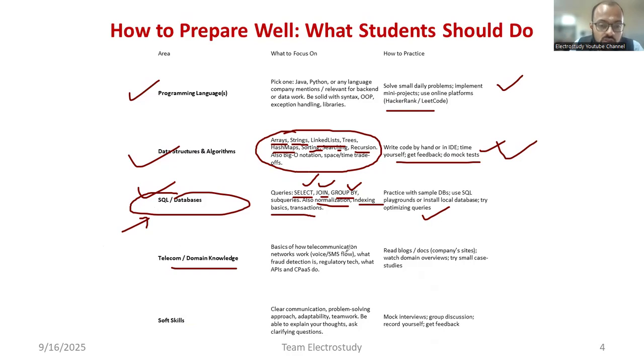And domain knowledge, so you should know the basics of telecommunication, then SMS flow, then voice, what is the meaning of fraud detection, what is regulatory technology, and what is an API. Those things you should know. Communication systems, you might have studied the course on advanced communication. And also you should know about analog communication and digital communication.